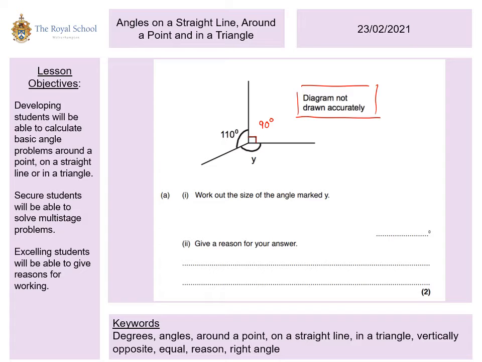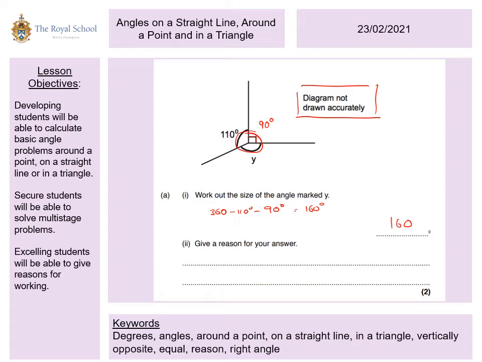So it says here, work out the size of angle Y, and this is where we might show some working out. This is where we've got our full circle. We've got angles around a point here. So we've got 360 degrees that they add up to. So we need to remove the ones that we know. So take away 110 degrees and take away 90 degrees, and that's going to leave us with 160. So our missing answer here is 160.